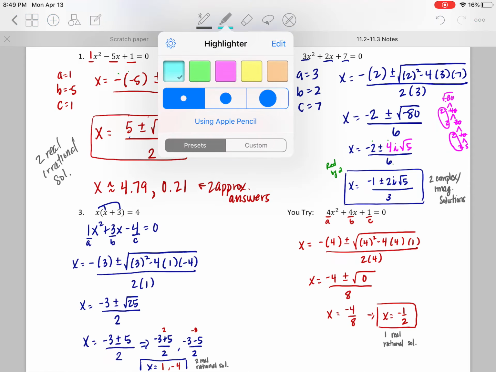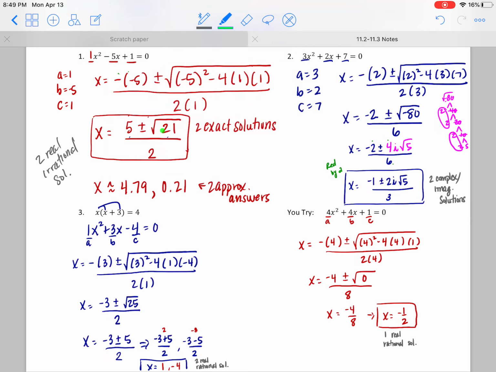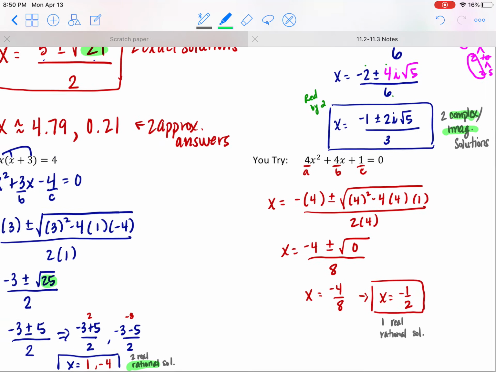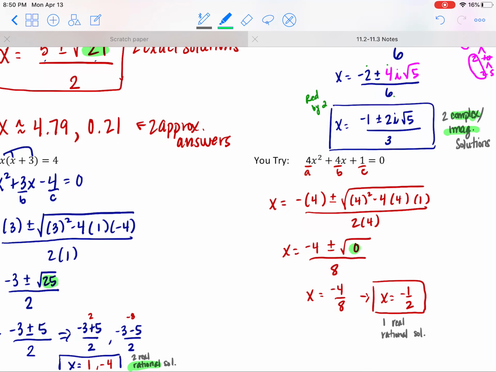All of that is determined by what's going on underneath the radical. If you look underneath the radical here, this was the reason this didn't work out so nicely. If you look under the radical here, this negative 80 was the reason this ended up being complex or imaginary. If you look under the radical here, the fact that this was a 25, a number we could square root, is the reason why this ended up working out to be 2 nice rational answers.